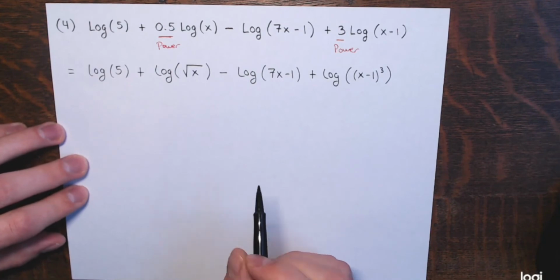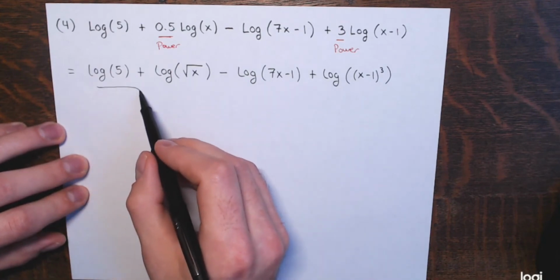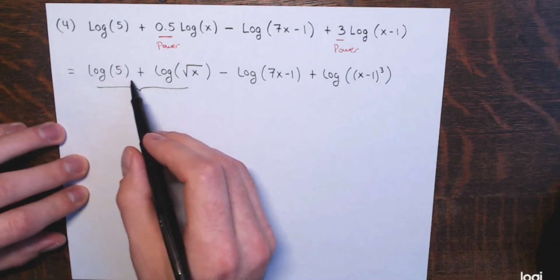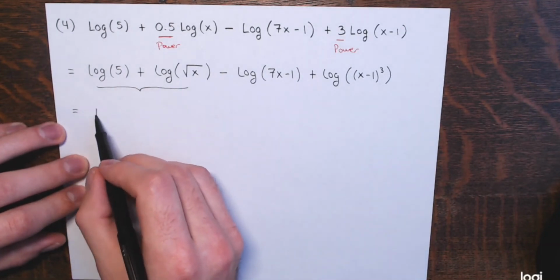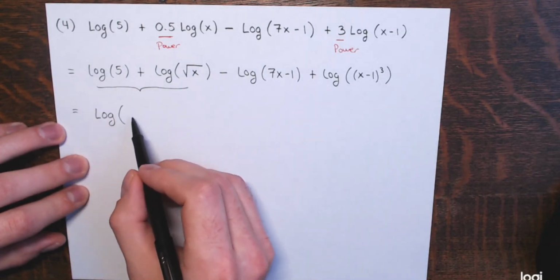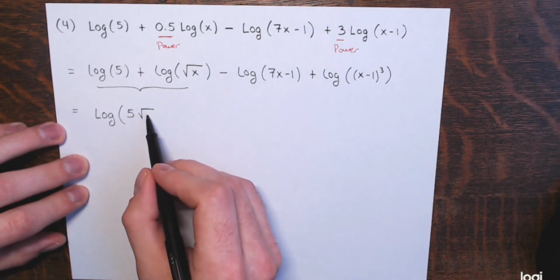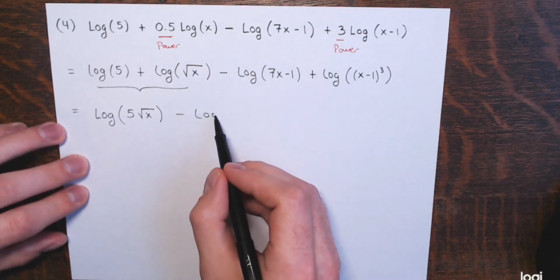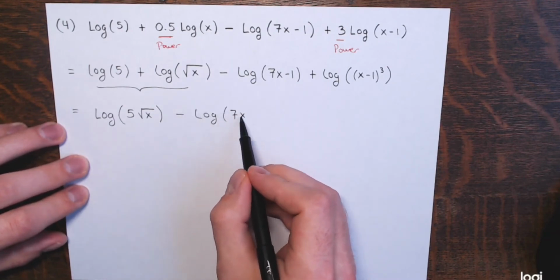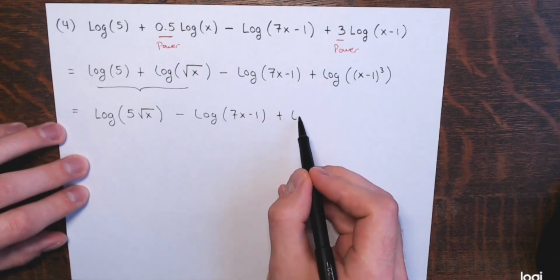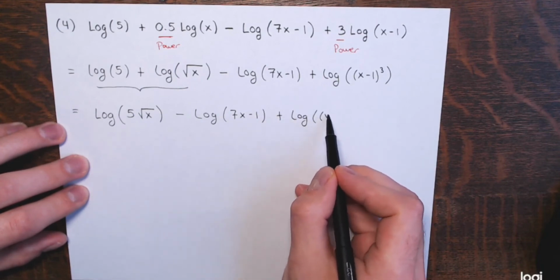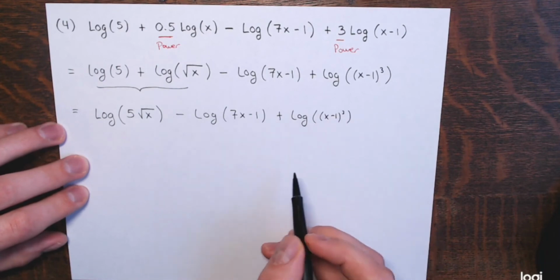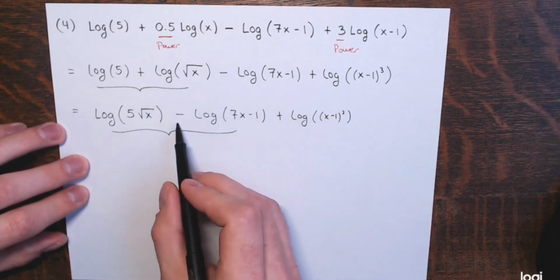Then I take two at a time. Here I have a product, because there's a sum, so this would be the log of 5 times the square root of x, or 5 times x to the half, 5 times x to the 0.5 power. Then the rest of it, minus the log of 7x minus 1, plus the log of x minus 1 cubed. Then these two, I'm using the quotient rule because there's a difference.